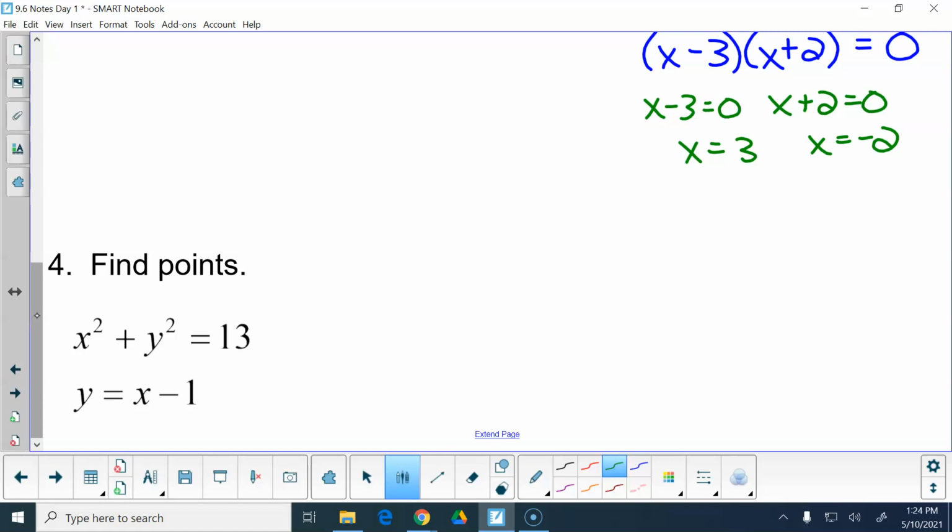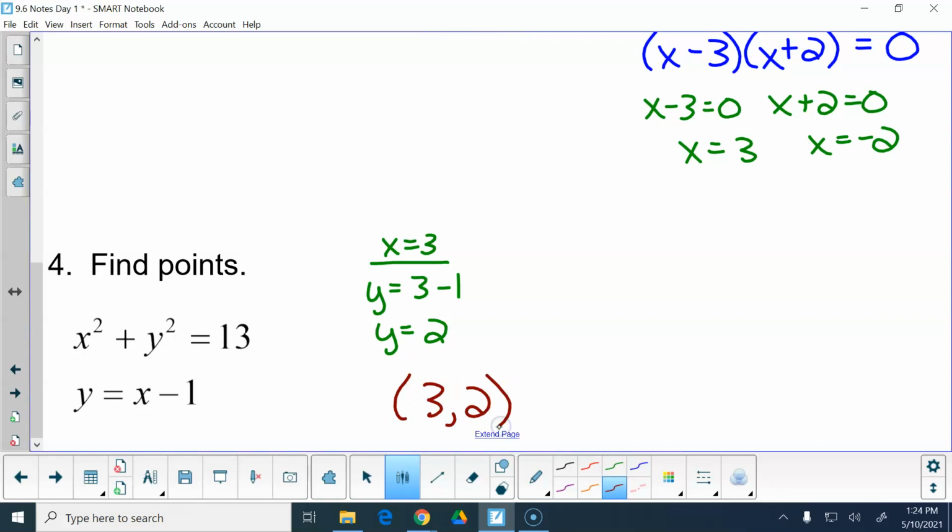And what we're going to do is we're going to take x equals 3 first, and we're going to plug it back into either one of our equations. Doesn't matter which one we plug it into. I would pick the easier one, which is y equals x minus 1. So this would become y equals 3 minus 1. 3 minus 1 is 2. So this intersection point would be the point 3, comma 2.